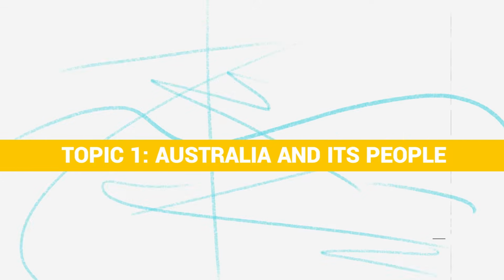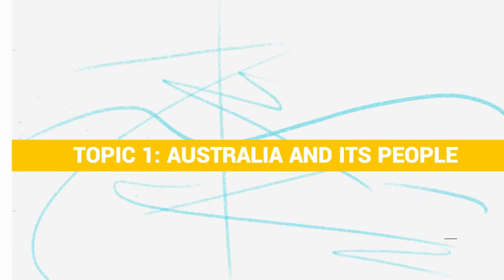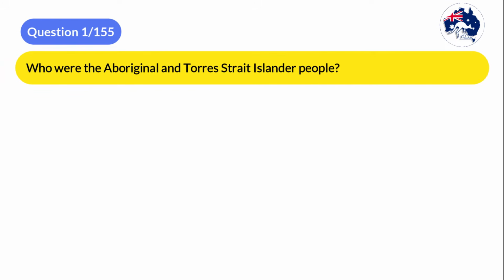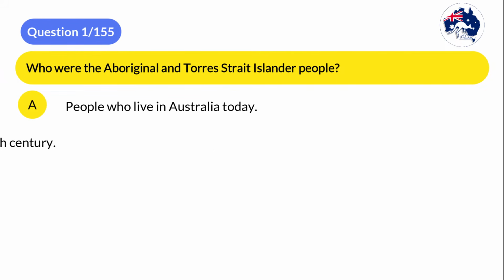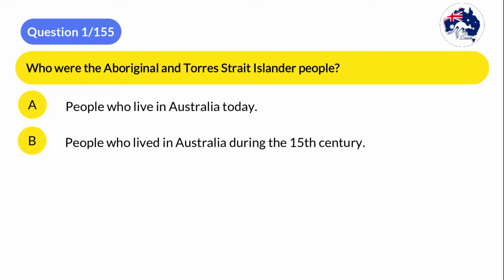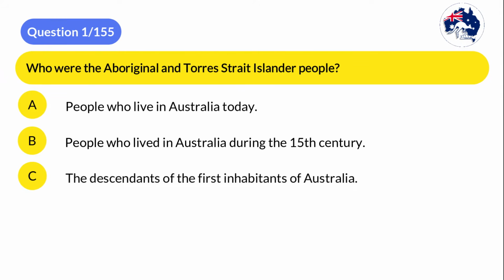Topic 1. Australia and its people. Question 1. Who were the Aboriginal and Torres Strait Islander people? A. People who live in Australia today. B. People who lived in Australia during the 15th century. C. The descendants of the first inhabitants of Australia. D. The first inhabitants of Australia.